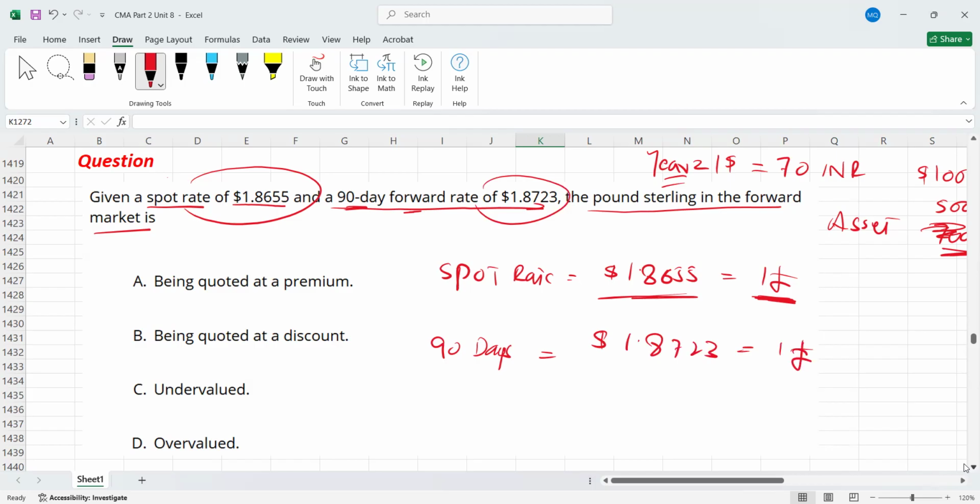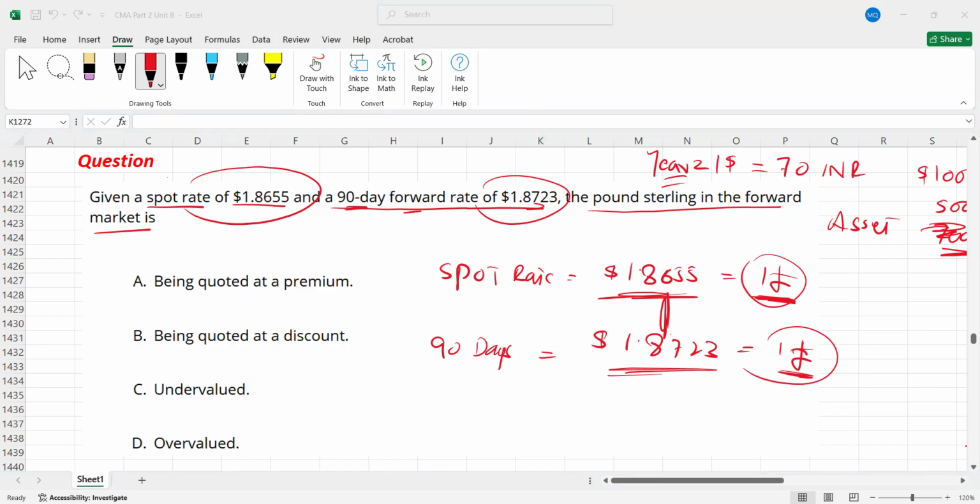It means for every 1 pound you can get this much dollar. Tell me, are you getting more dollar or less dollar against 1 pound? Tell me, guys. What do you think? More or less? Because as per the spot rate, if you give £1, you can get $1.86, let's assume. But as per the forward rate, if you give £1, you can get $1.87. You're getting more dollar, right?